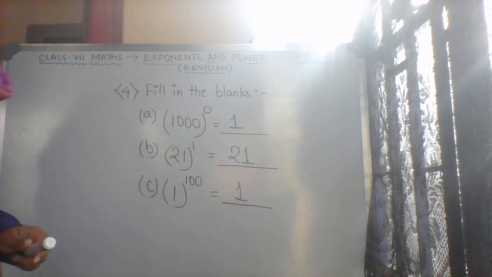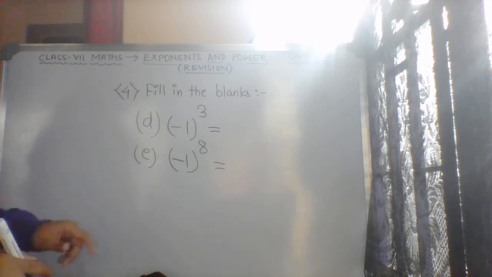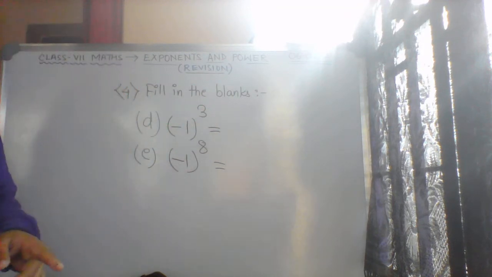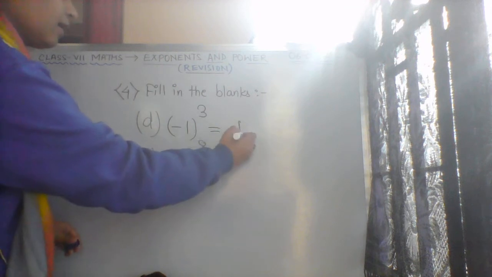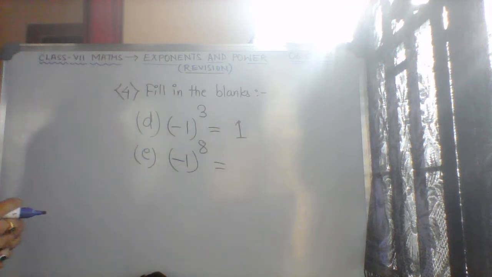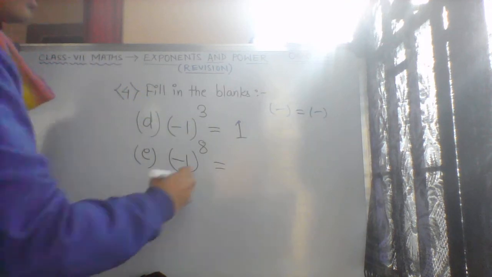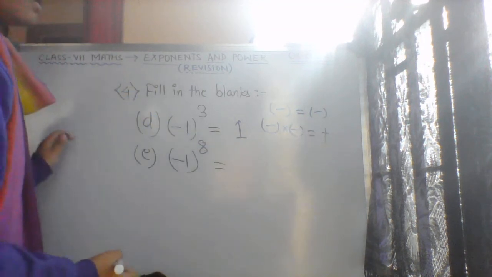Now there are two more questions under question number 4. Here, minus 1 to the power 3. That means minus 1 getting multiplied 3 times: minus 1 into minus 1 into minus 1. First of all, you multiply all the 1s, you will get 1 only. Now the minus signs: whenever 1 minus is present, it will be minus only. If 2 minus terms get multiplied, minus minus becomes plus.